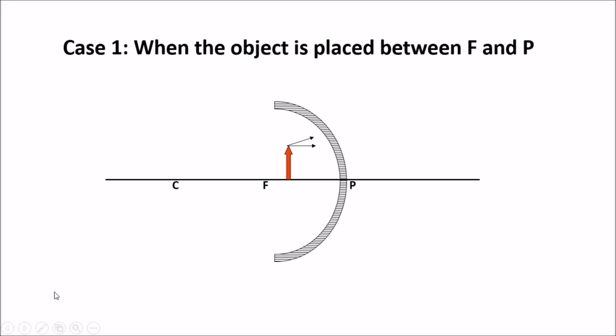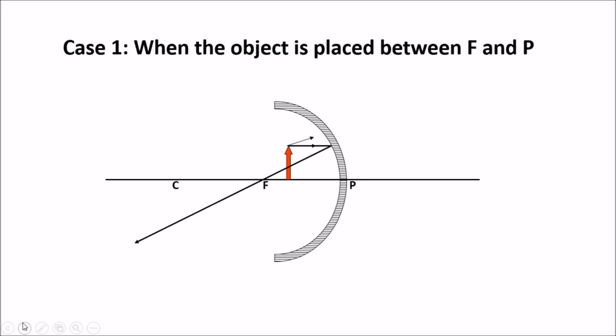Let's see, we'll use rule 1, which goes like this. If a ray is parallel to the principal axis, then after reflection from the concave mirror, it bounces back and passes through focus. So this is rule 1. I'll show you again. When the object is kept between pole and focus, rule 1, a ray which is parallel to principal axis after reflection passes through focus. We will use rule 3.